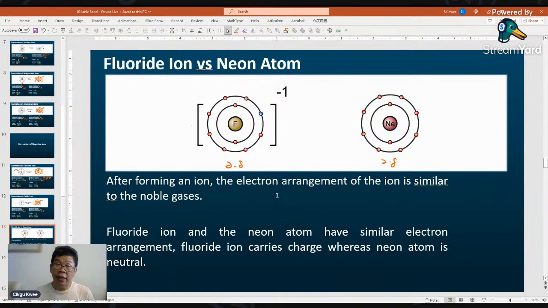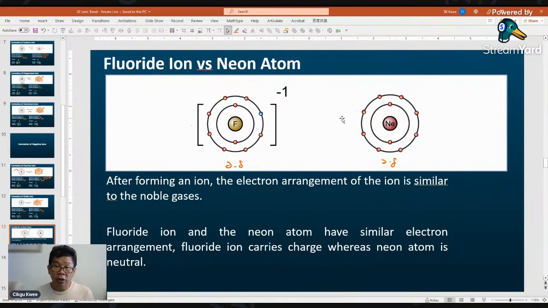And that's the reason they want to form ions, because they want to achieve the octet arrangement of electrons. All of group 18 has the octet arrangement of electrons. So it means they want to become like the noble gases, because noble gases are very stable. If they want to be stable, then they will imitate. This is group 18.